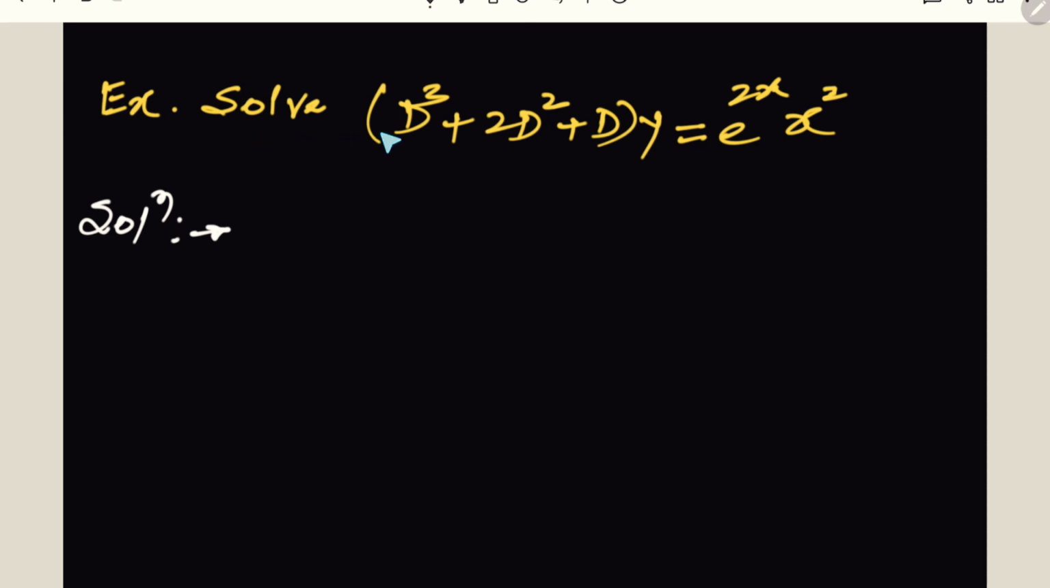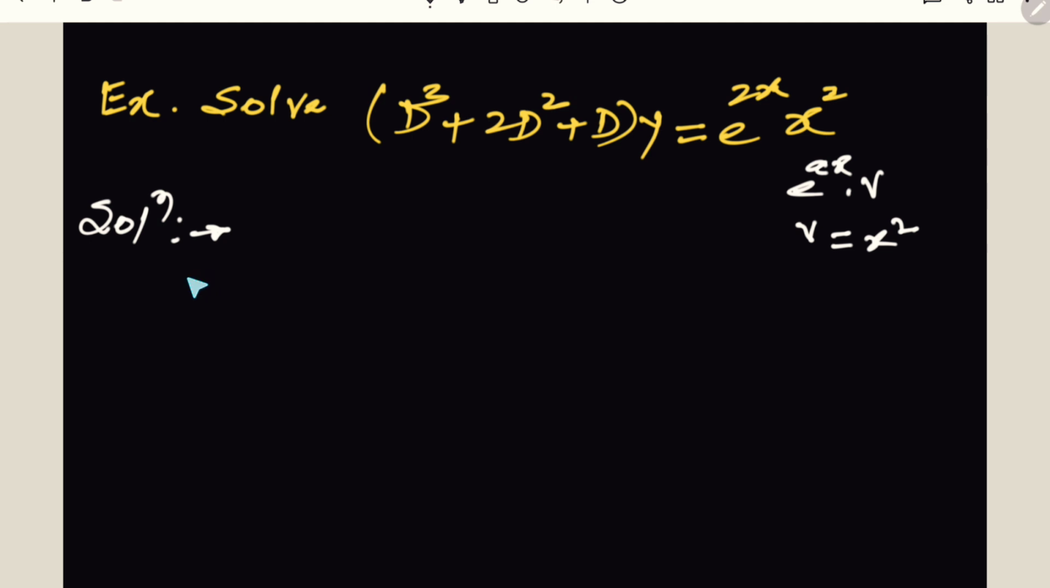Let us solve the problem: (D^3 + 2D^2 + D)y = e^(2x) x^2. If we see the left hand side, it is a cubic equation, and on the right hand side we have e^(2x) into x^2. Its type is e^(ax) into V. What is V here? V is x^2, and therefore to solve it we have to obtain the complementary function and PI. Therefore watch the video up to the end for a clear understanding.